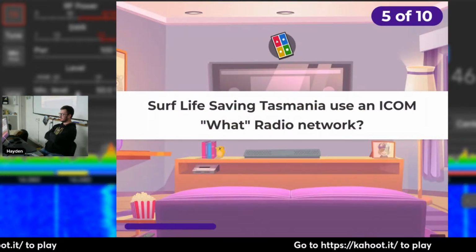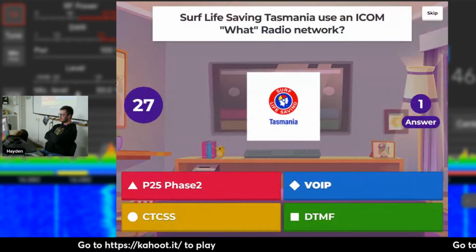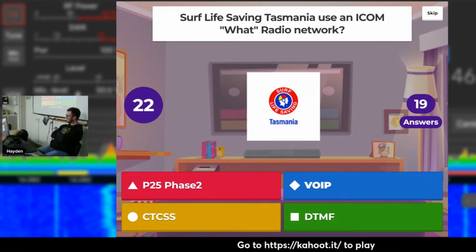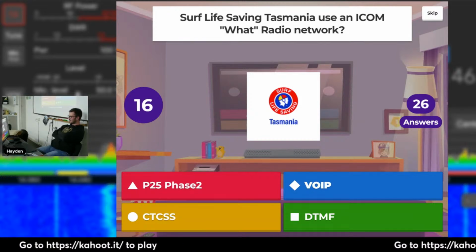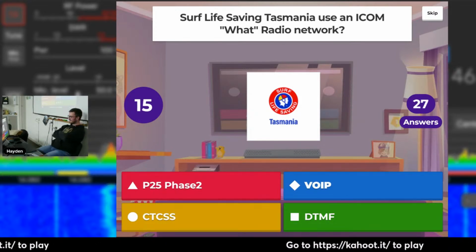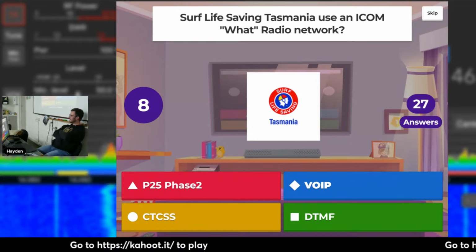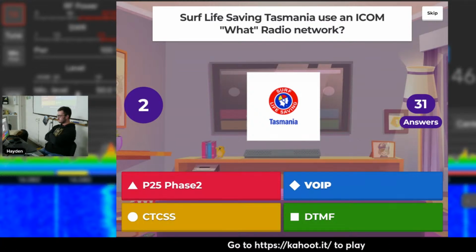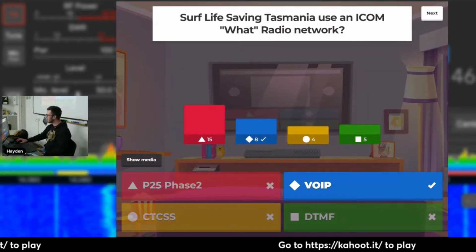All right, next question. Surf Life Saving Tasmania use an ICOM Watt radio. Is it a P25 phase, a VoIP, a CTCSS, or a DTMF? Oh, I see. This was Greg Bird's presentation. Surf Life Saving Tasmania came and gave a presentation all about their radio system. It is VoIP. It is a VoIP radio. Yes.